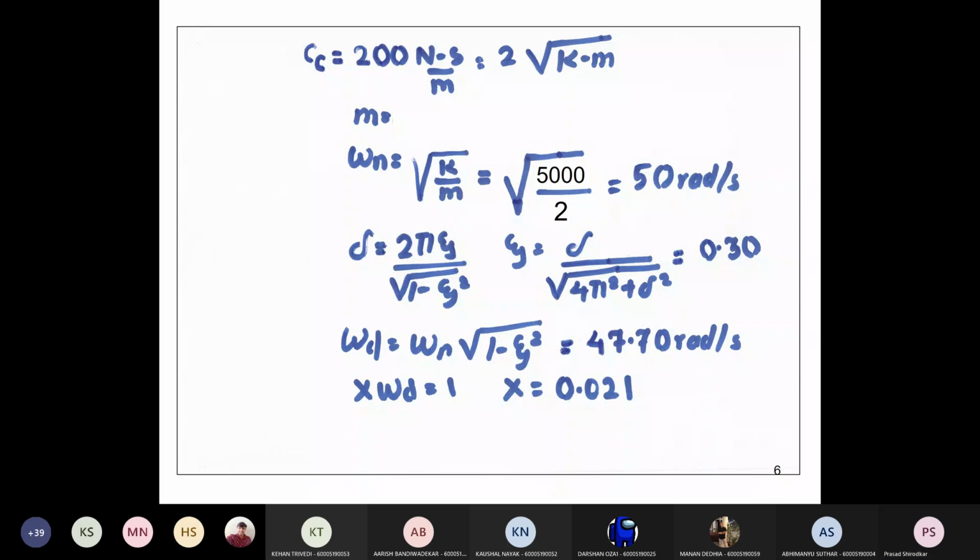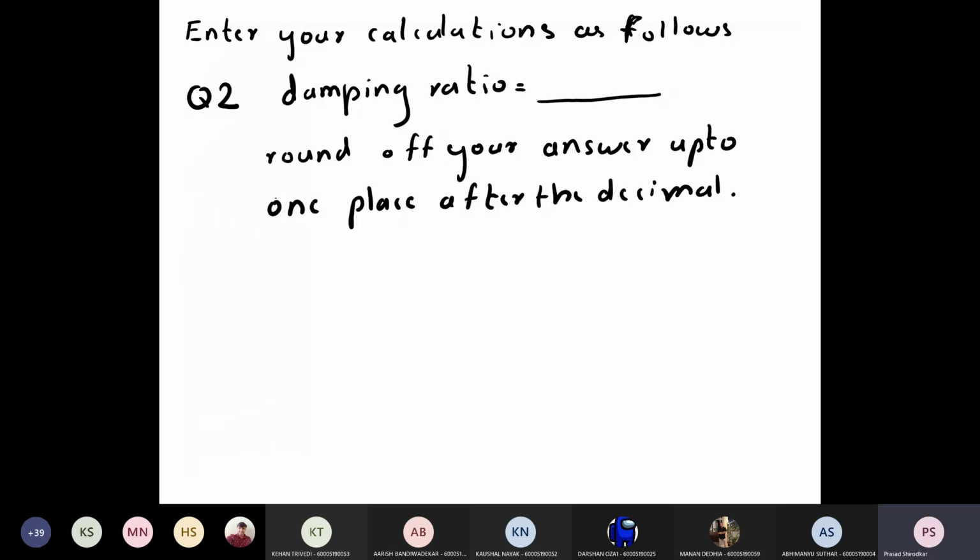All right. Now you can answer this question. Damping ratio. Enter the value back. Yeah, just enter it in the quiz.